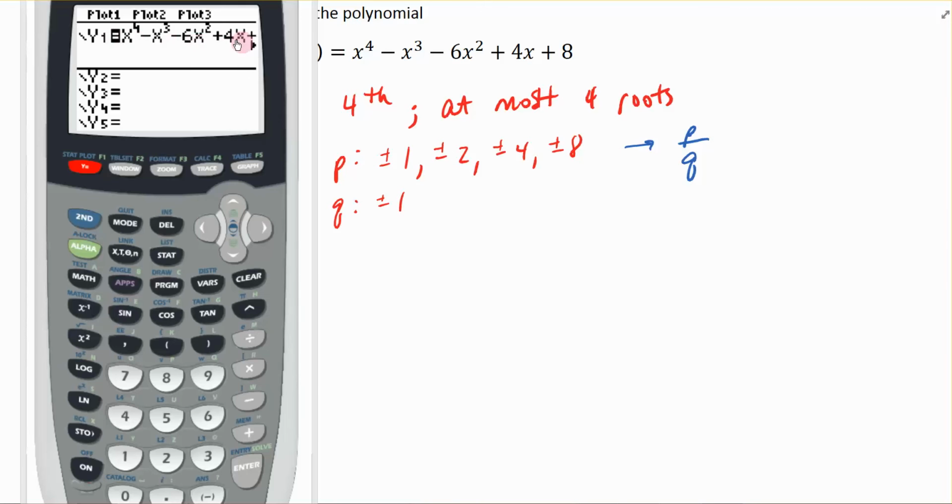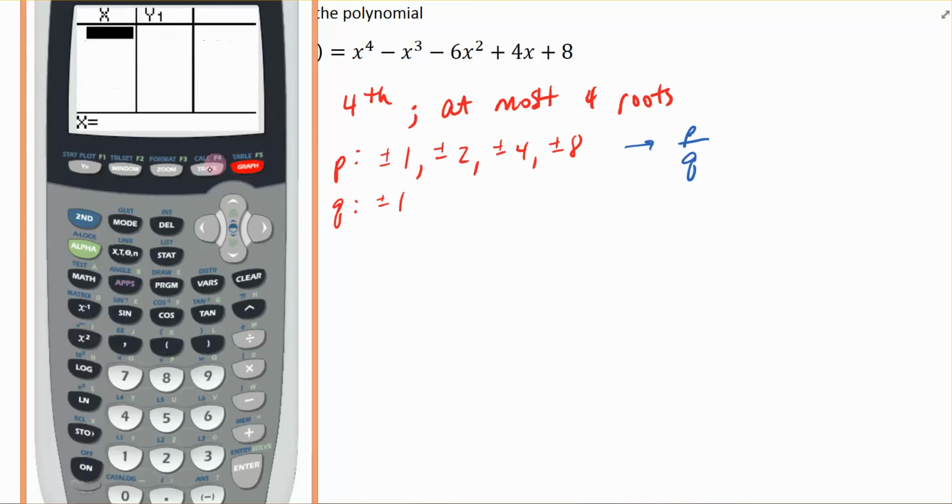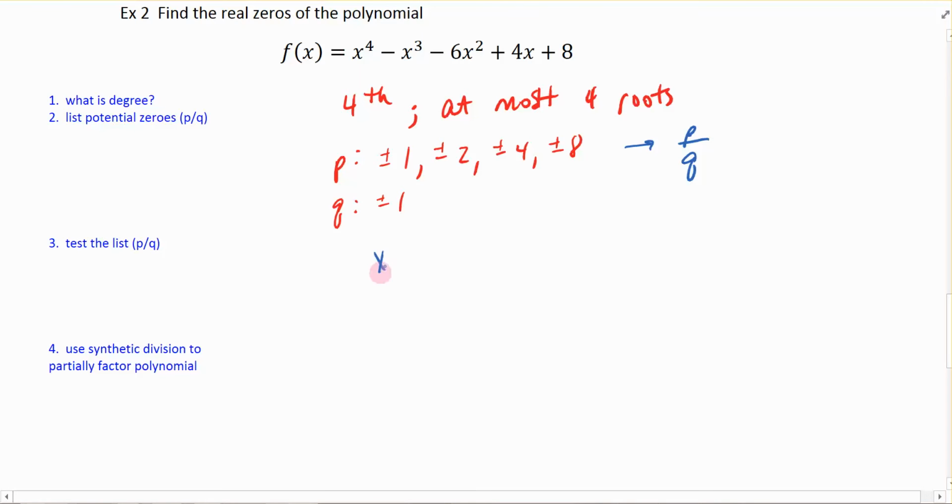Here I have entered the polynomial on the y equals screen, and I'm going to use the table function to find the first possible root. So I'm going to put in 1, and I get back a 6. So I know that is not a root because I need my y value to be equal to 0. So let's try -1 this time. So -1, and there I get a root. So right away I've determined that when x is equal to -1, I have a root.